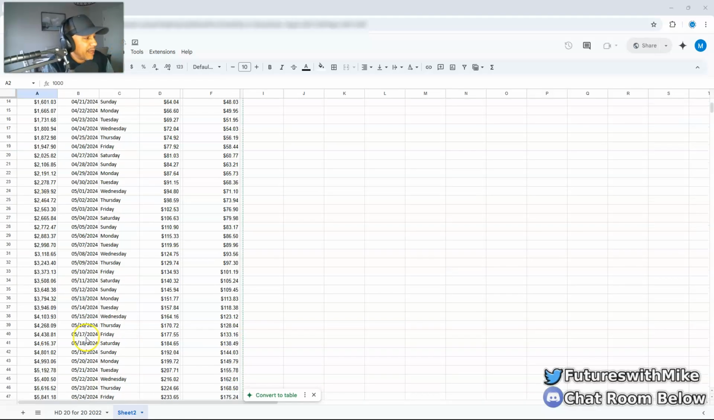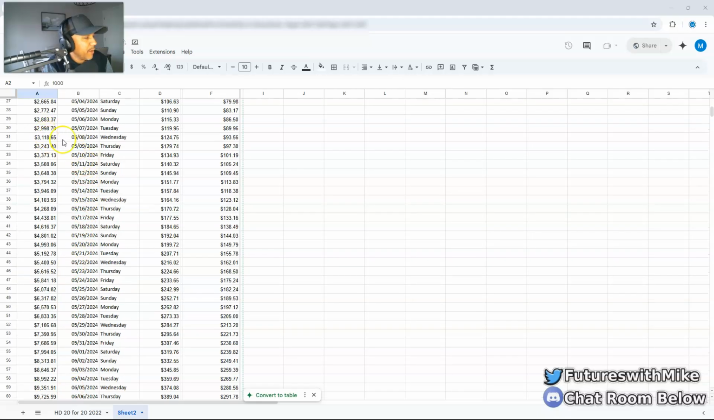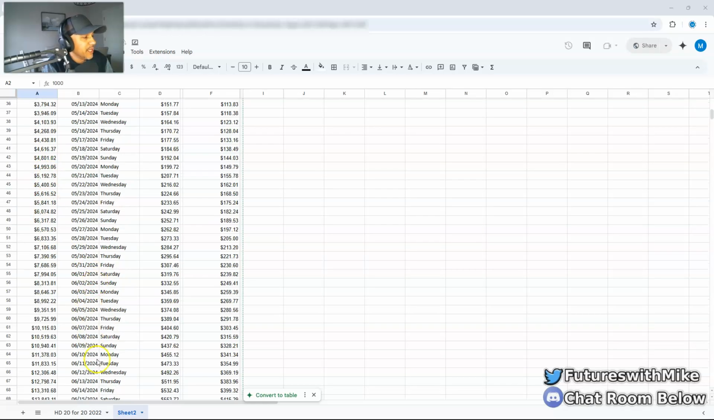And then if you go down, now we're down to June, say for example, pay attention. Now we went from where we at? Right here where we were at on May 9th, $3,243. And now we're down here on June the 9th at $10,940.